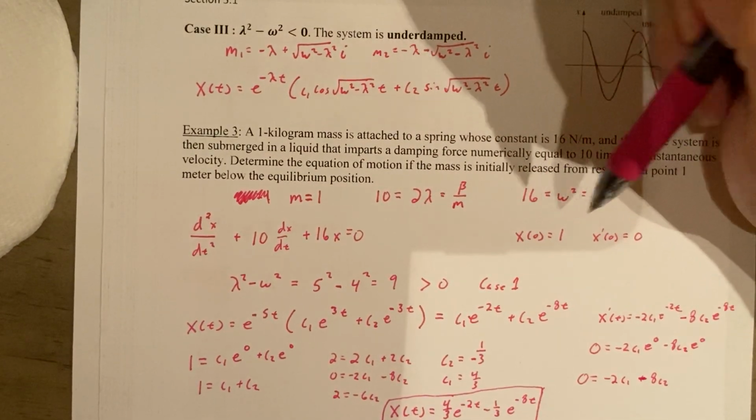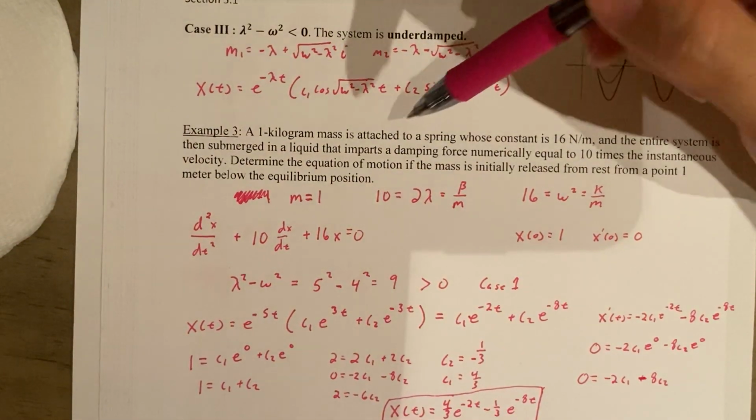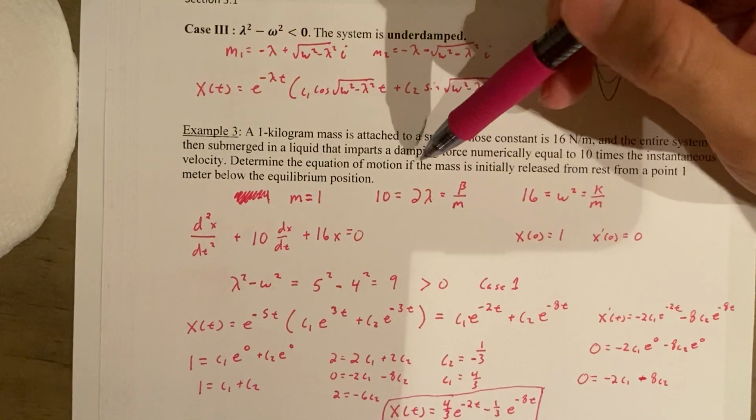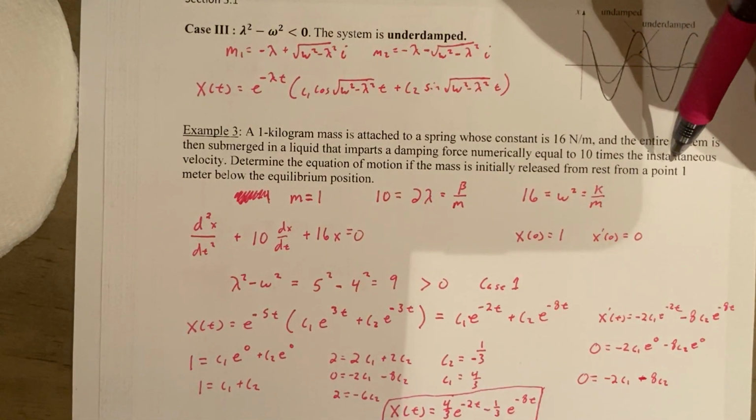Now, our x sub 0 equals 1, and x prime of 0 equals 0 comes from the fact that it says determine the equation of motion if the mass is initially released from rest from a point.